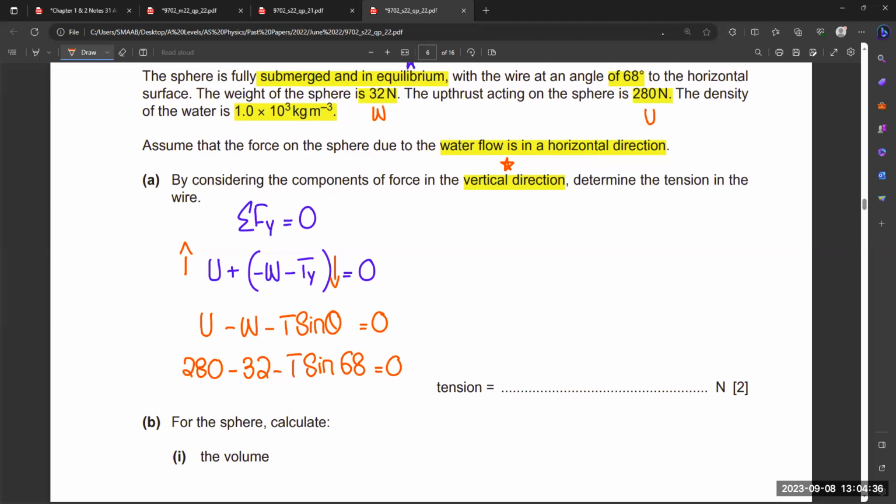When you do 280 minus 32, you get 312, but then you move it to the other side. So you get 312 equals T sine 68. Then we divide 312 by sine 68, and you will get... I think my answer is wrong. Let me use my other calculator.